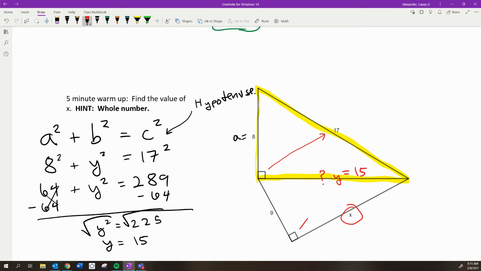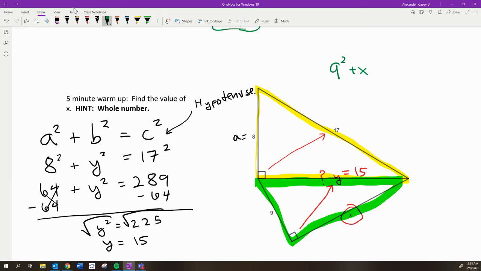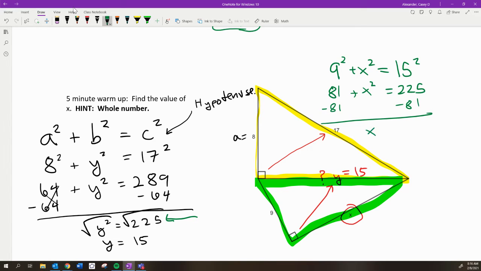Now that I know that y is 15, if I go down to this lower triangle, this green one here, I can treat that 15 as the hypotenuse. So maybe I'll do my work over here, and I'll say that 9 squared plus x squared equals 15 squared, because again, 15 is the hypotenuse, the longest of the three sides. 15 to the second power, as we know, is 225 because it showed up right here. 9 to the second power is 81, and I don't know x yet. So 81 plus x squared equals 225. That means x squared is 144, and I'll bet you remember that the square root of 144 is 12.